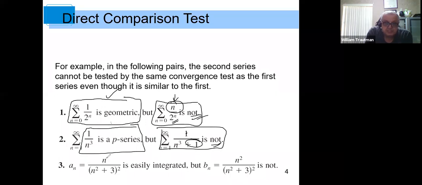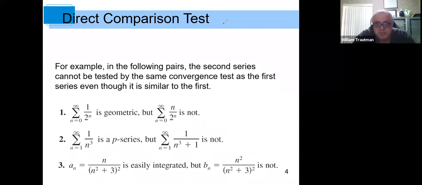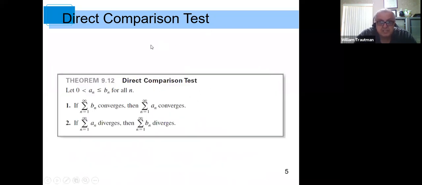And number 3, if you look, this can be integrated very easily since u is n squared plus 3, so the derivative of u would be 2n. We could do that very simply, but this one is not. So with direct comparison, we're finding things that are similar, like this is similar to a geometric series, but it's not, but we're going to compare them. This is similar to a P series, it's not. So we're going to find one that's similar to it and then compare it. That's what today's all about.